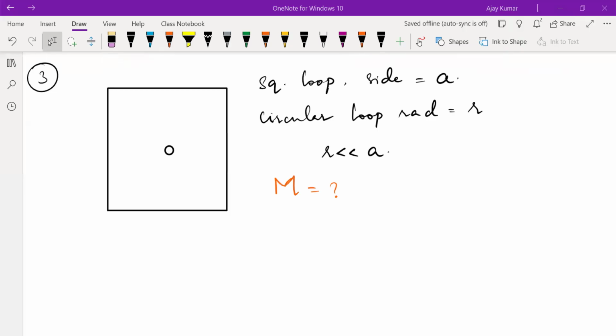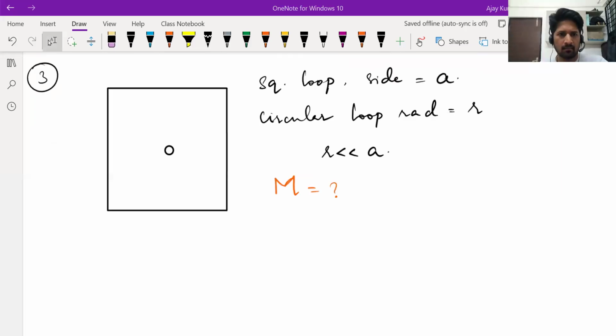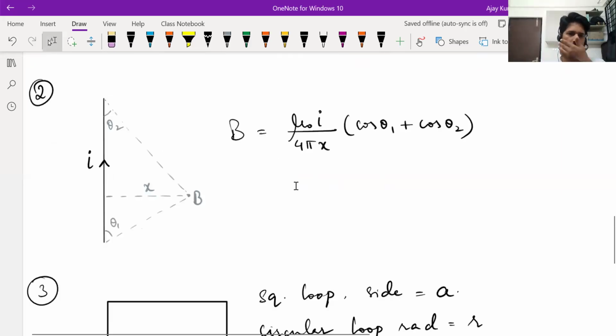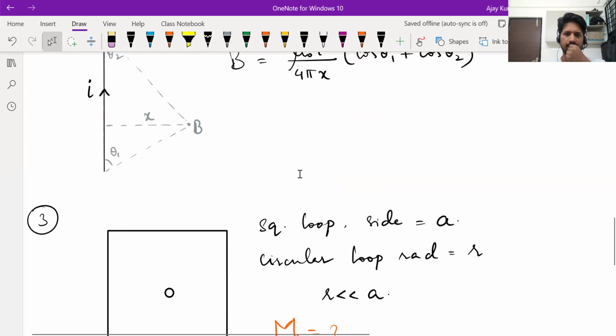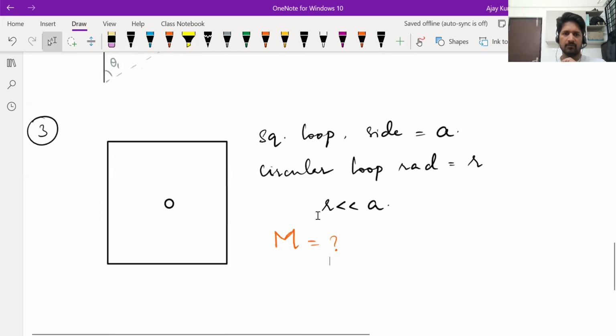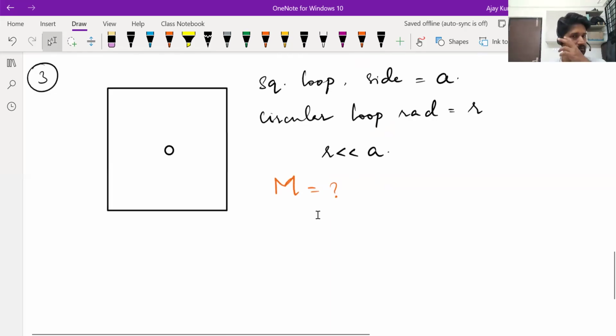Sir, can you show the second case once? The magnetic field formula. Okay, sir, done. Derive the mutual inductance between this square loop and the circular loop.